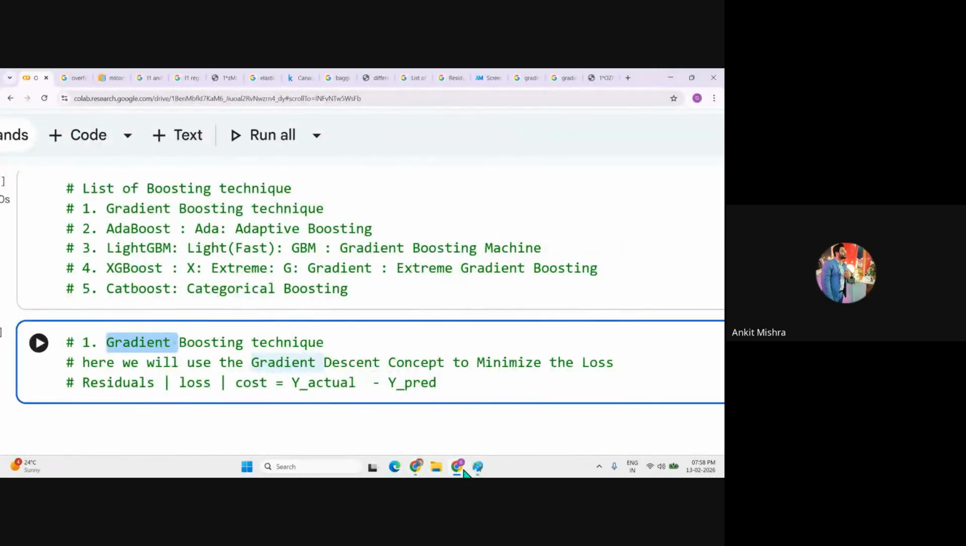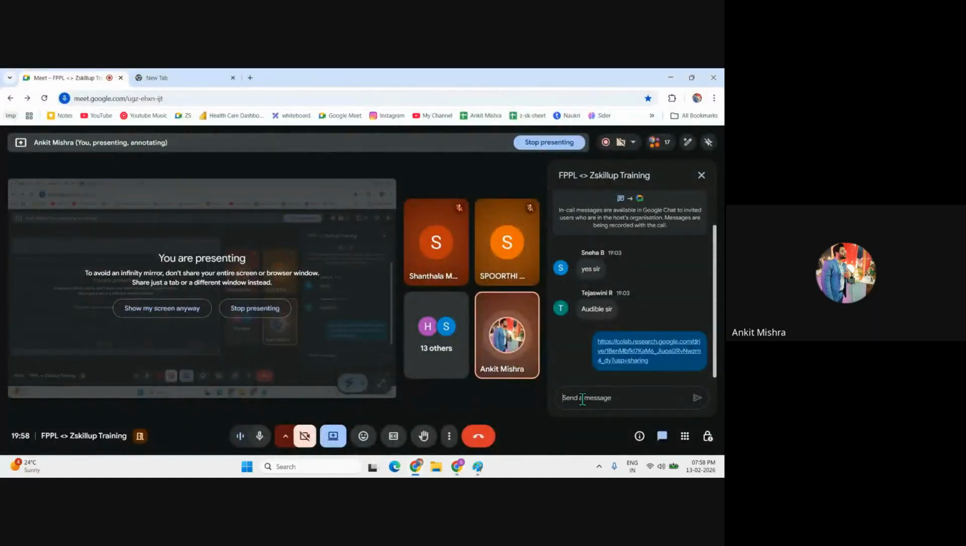I hope everyone is getting my point, guys. Guys, are you getting my point? Everyone, just write here in the message box. Are you getting my point, candidate? Everyone, Sneha, Tejaswini, Purti, and the rest of the candidates. Just quickly let me know in the message area.